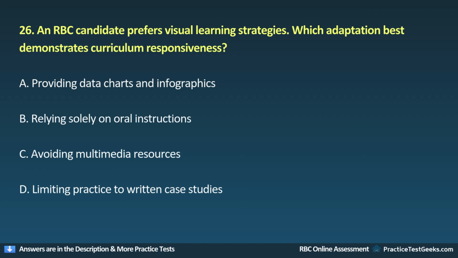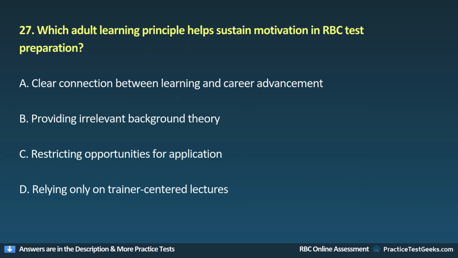26. An RBC candidate prefers visual learning strategies. Which adaptation best demonstrates curriculum responsiveness? A. Providing data charts and infographics. B. Relying solely on oral instructions. C. Avoiding multimedia resources. D. Limiting practice to written case studies.